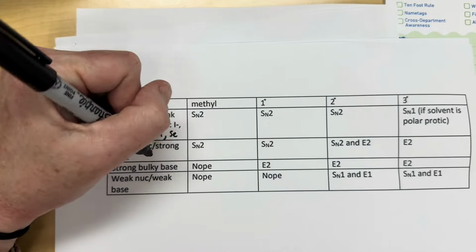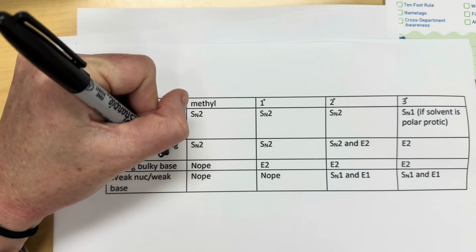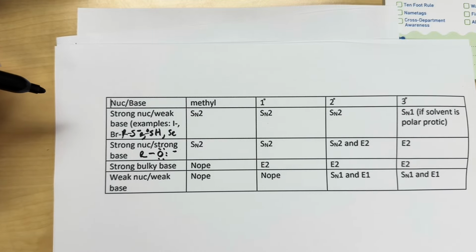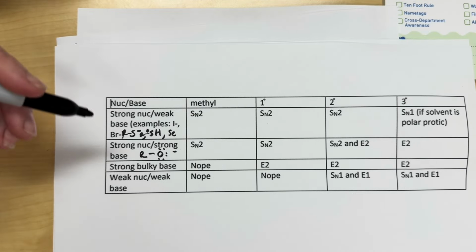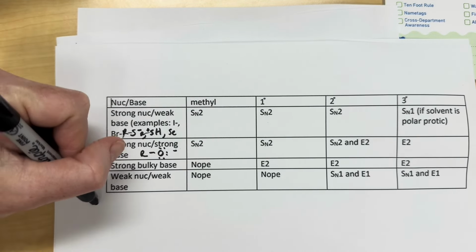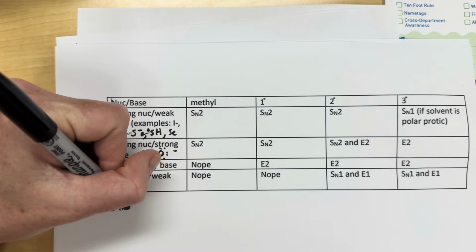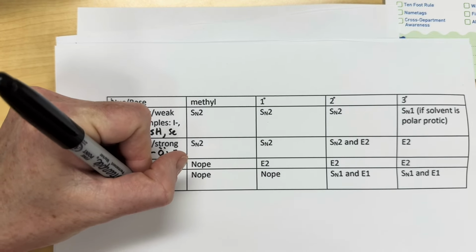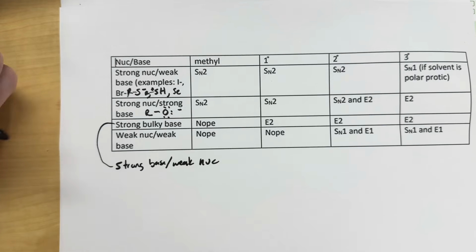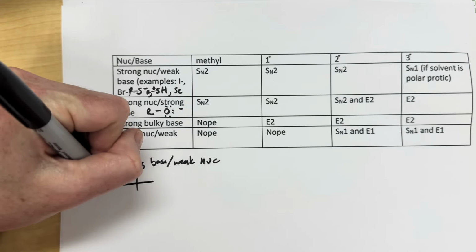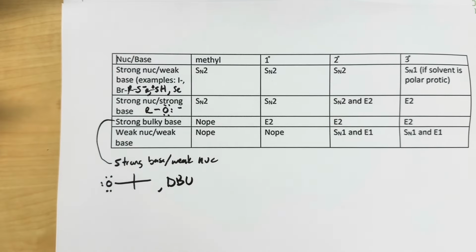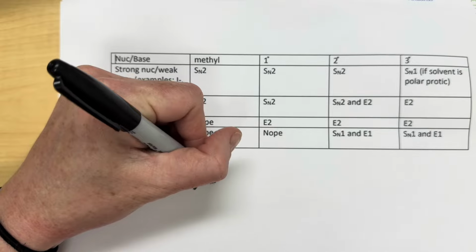Strong nuke, strong base, that's usually some R to an oxygen that's negatively charged. That's the most common case. And then we have strong, bulky bases. This is usually when we have a strong base but a weak nuke. The strong base, weak nuke cases are usually when you have a strong, bulky base, which is going to be something like tert-butoxide, DBU, or DBN.